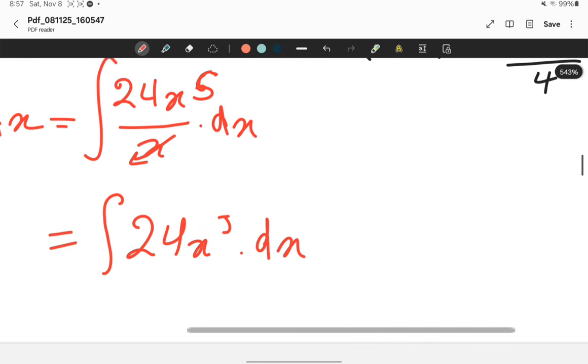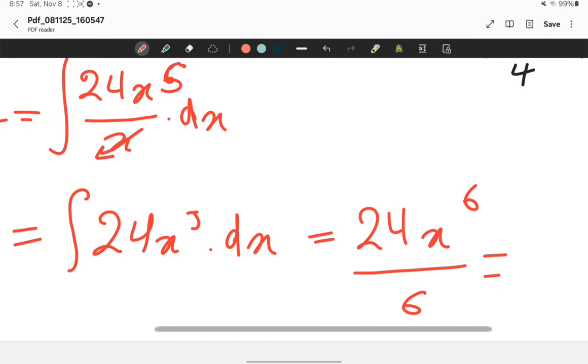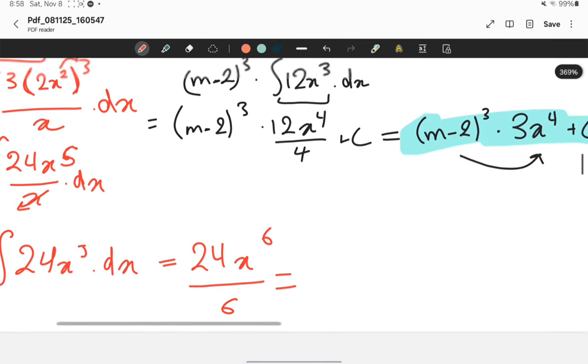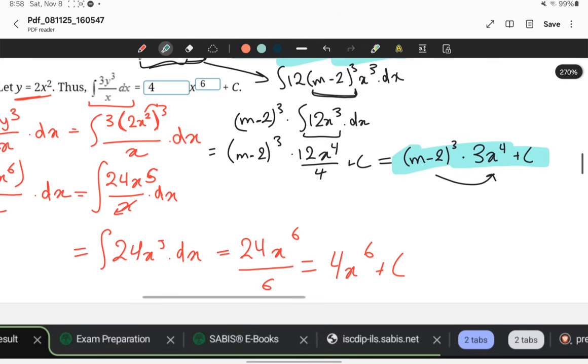Now we can integrate normally. So this is just 24 times x to the power of 6 over 6, and 24 divided by 6, you get 4x to the power of 6 plus c. And that's your final answer.